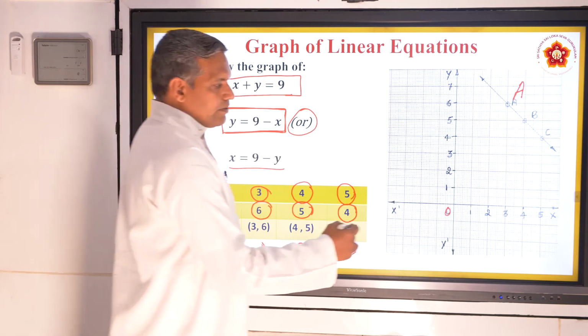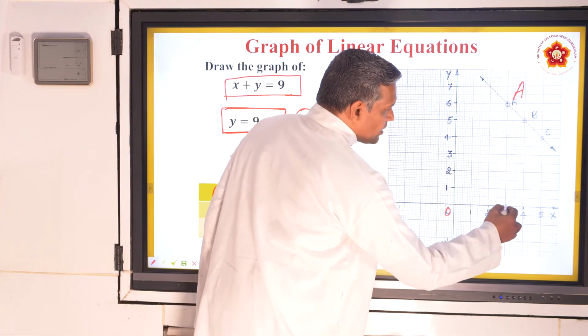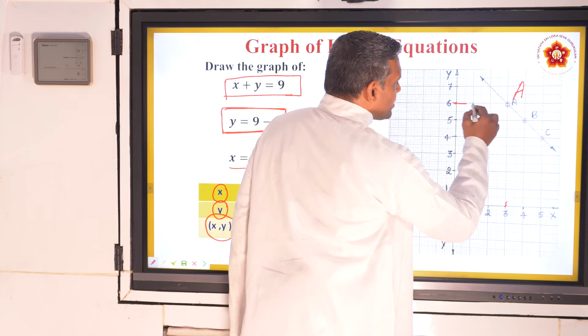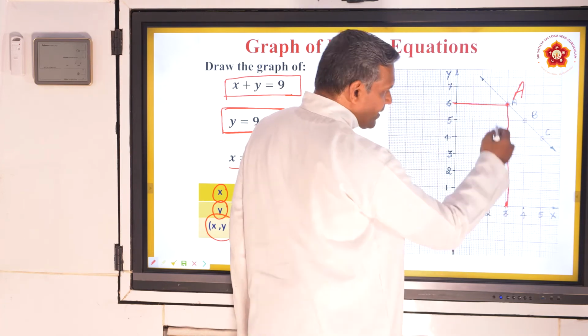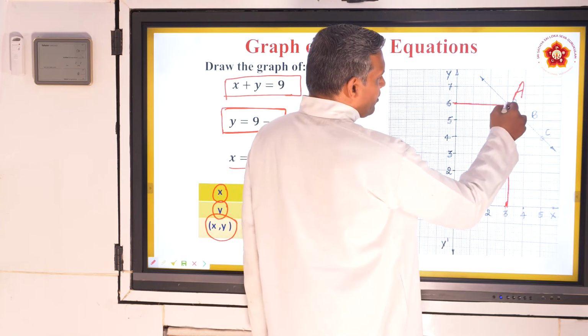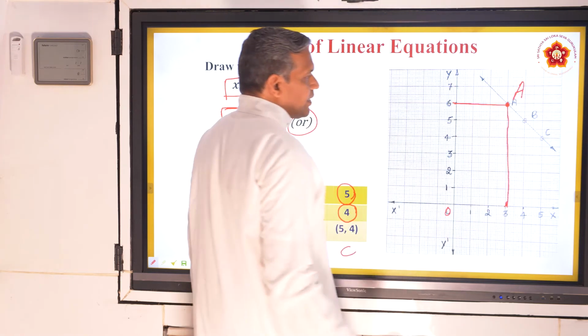3 comma 6. So 1, 2, 3. 3 you have to search here. Go up, and 6 you have to search here. Go left and see where these two are meeting. Don't draw these lines. I am just making them for your reference. Don't draw in graph. So this is the point, you call it as point A.